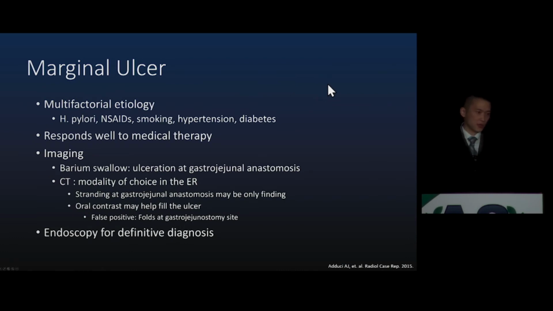So marginal ulcers are multifactorial in etiology. They typically respond well to medical therapy. They can be imaged with barium swallow, where you may see an ulceration at the gastrojejunal anastomosis. CT is preferred in the ER, although diagnosis is difficult because stranding may be your only finding. Oral contrast may help, but there's also the risk of false positives. Endoscopy can be performed for definitive diagnosis, although as an ER patient, the patient may be directly taken to the OR.